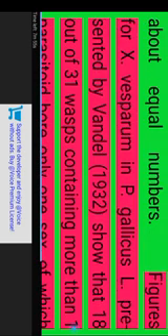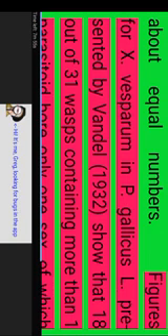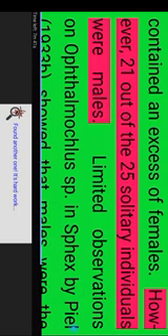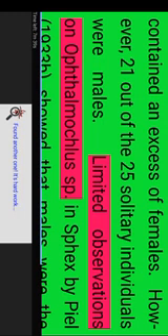Figures for X. vesperum in P. gallicus L. presented by Vandal 1932 show that 18 out of 31 wasps containing more than one parasitoid bore only one sex, of which 16 were male broods. In 13 mixed broods, 9 had an excess of males, the numbers were equal in 3, and only 1 contained an excess of females. However, 21 out of the 25 solitary individuals were males. Limited observations on Ophthalmochlus sp. in Vespa by Peel 1933b showed that males were the minority in mixed broods.